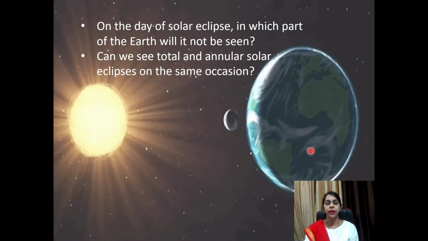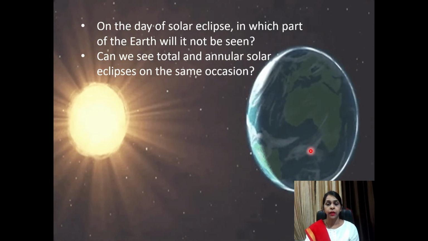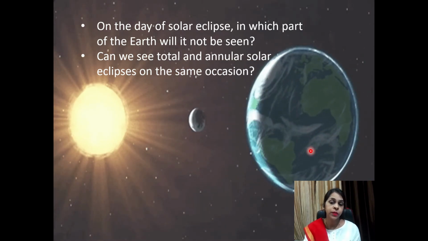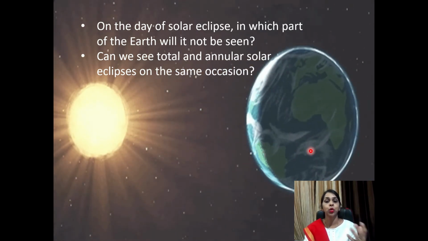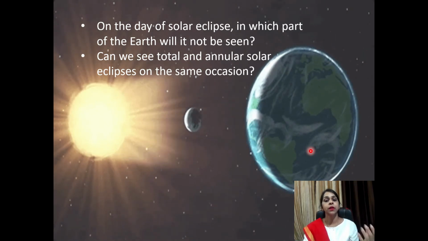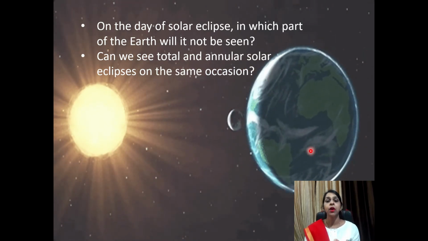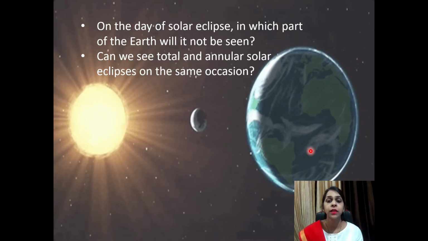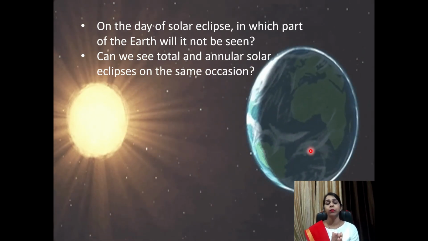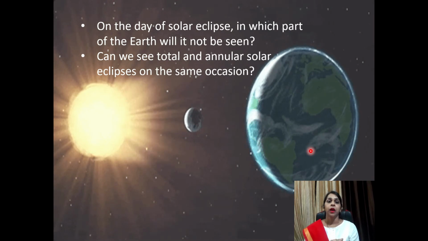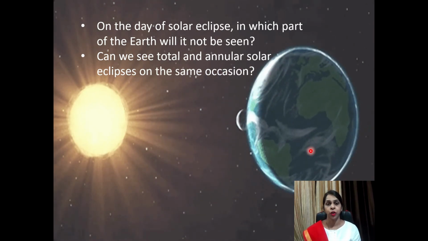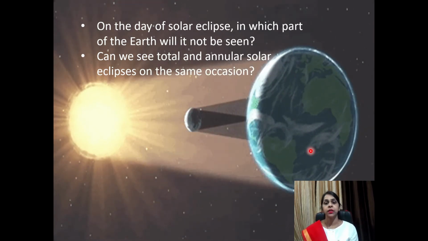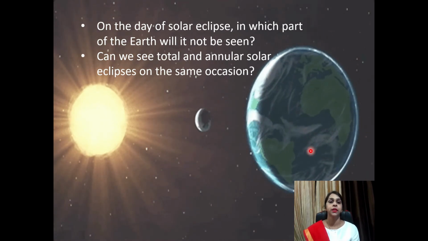Students, till here we understand what a solar eclipse is, what a total solar eclipse is and what a partial solar eclipse is. It's a very clear, very easy topic, and I hope you understand. Here are some questions for your revision, to see how much you understand.